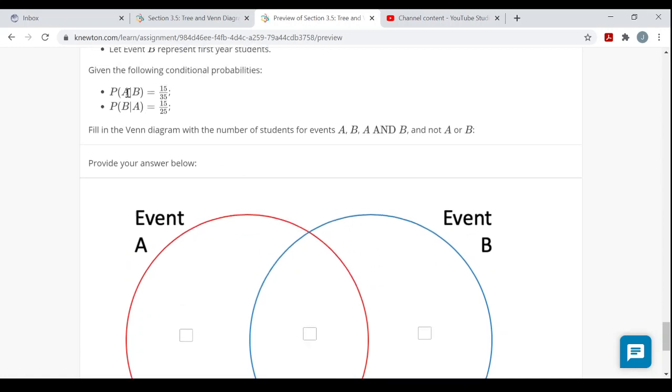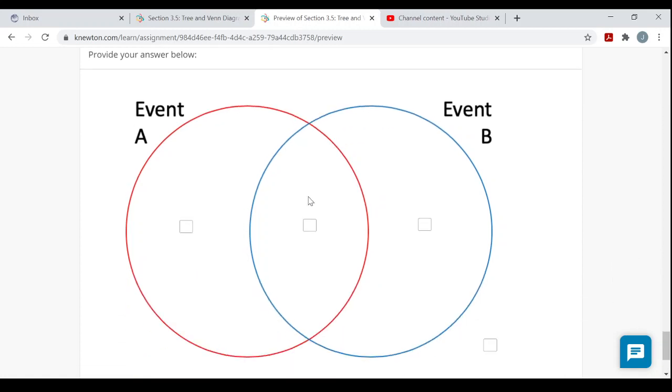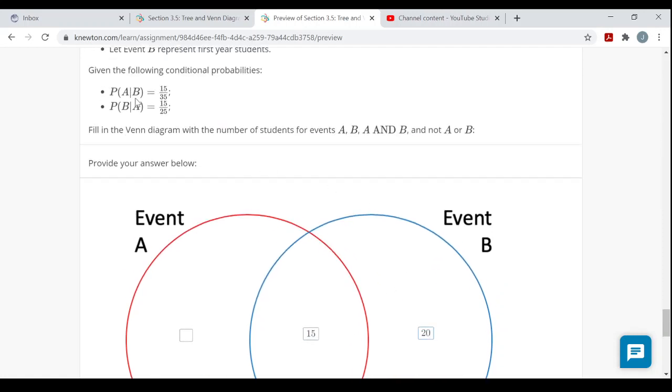Now, this first probability they gave me, the A given B. Remember the denominator here tells me circle B has 35 students in it, but 15 of those are also in A. That tells me the middle here is 15. 15 of the 35 students, that means there'd have to be 20 here, to make a total of 35 students in circle B, and 15 out of those 35 are also in A.